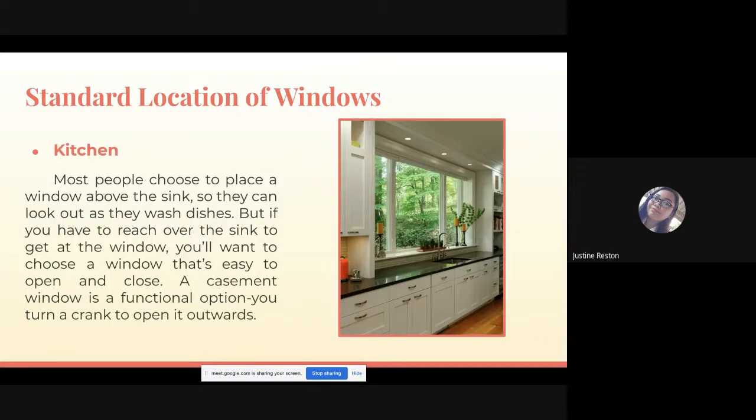For the kitchen, most people choose to place a window above the sink so they can look out as they wash dishes. But if you have to reach over the sink to get at the window, you'll want to choose a window that's easy to open and close. A casement window is a functional option. You turn a crank to open it outwards, making it easy for you.